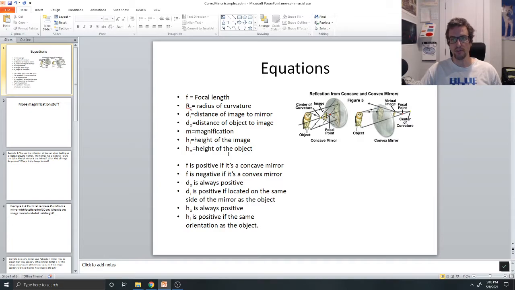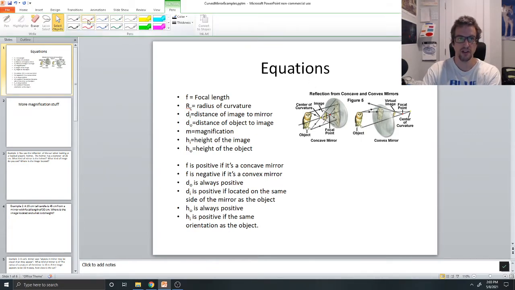Okay, so let's talk about the rules for positive and negative. I've got these two setups here. This side, the object side, is positive. So in this case, do is always positive. I can't erase, that's interesting. It's really awkward. Okay, whatever. do is always positive because it's always on the object side.